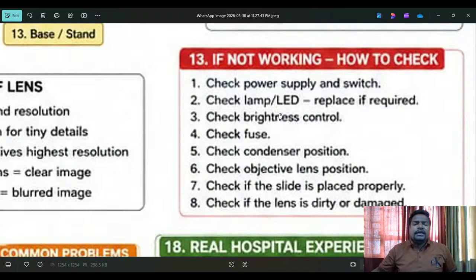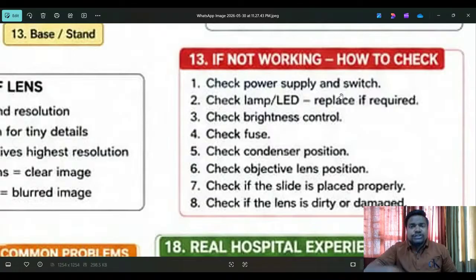First of all, my dear biomedical engineers and whoever watches my live sessions, please listen carefully. The first point is check the power supply and switch. If you get a complaint, the first thing you have to check is the power supply coming out, using a multimeter. The power supply should be 100 volts to 240 volts, which is very important, and 50 to 60 Hz frequency is very important. If you don't use a proper power supply, it will definitely get damaged.